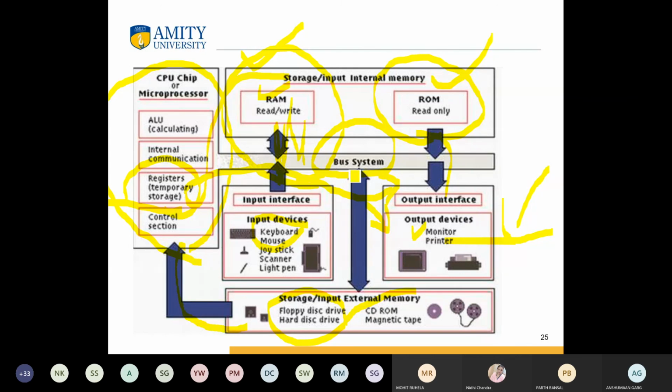थैंक यू। So these particular registers are only available for your microprocessor for doing all those calculations which are there. And clear?